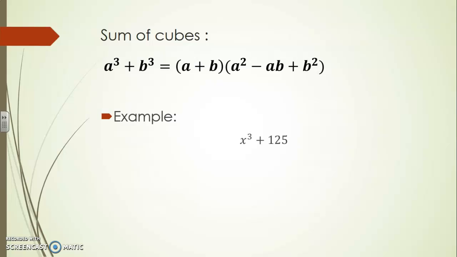x cubed plus 125 is a good example of a sum of cubes, as 125 is 5 to the power 3. With x playing the role of a and 5 playing the role of b, we can then apply the sum of cubes formula.